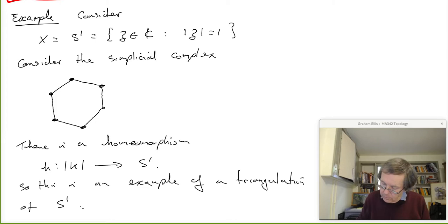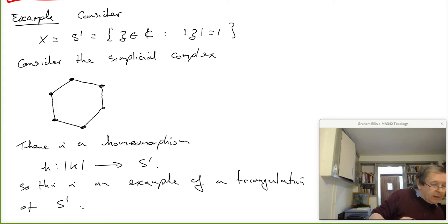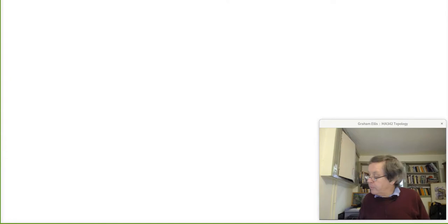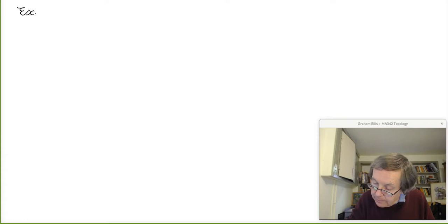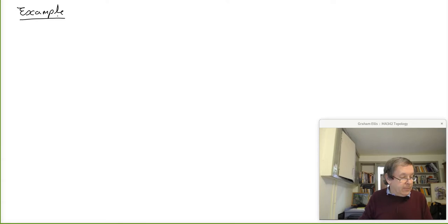Yeah, there's an easy example. Let me do a slightly more challenging example. Let me now consider the torus. Okay, we've met the torus in previous lectures and on the homework sheet. So this will be my second example. Let me give you a triangulation of the torus.